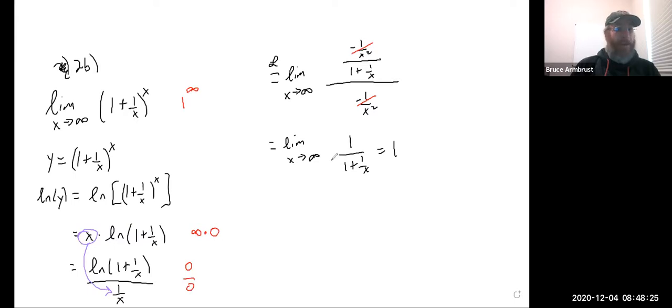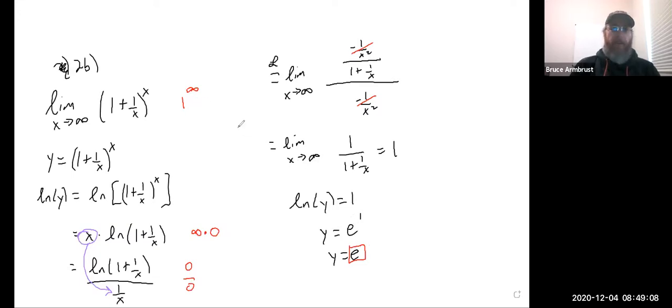But we're not quite done, because what we just found was the limit of natural log of y. So we know the natural log of y equals 1. If we convert that to exponential form, that tells us y is equal to e to the first, or y is equal to e. So that's what we can box. So this limit equals e. All right, so 1 to the infinity can actually be anything, and in this case, it's e.